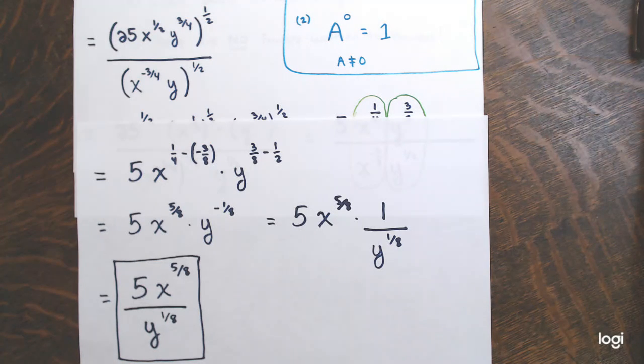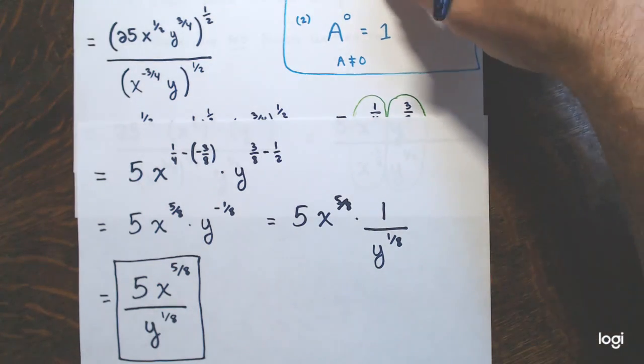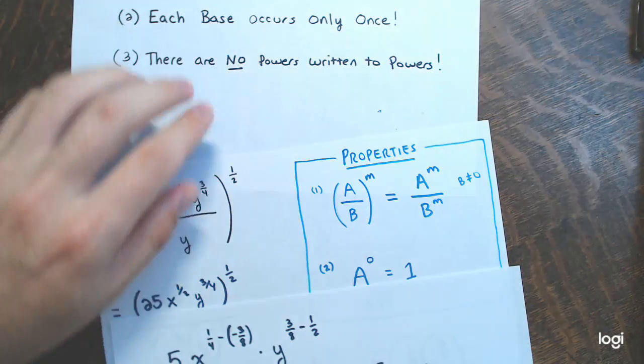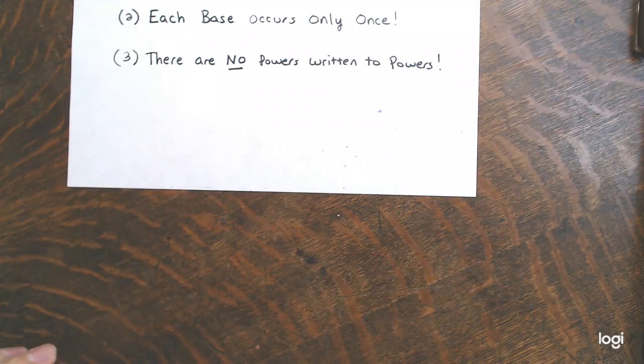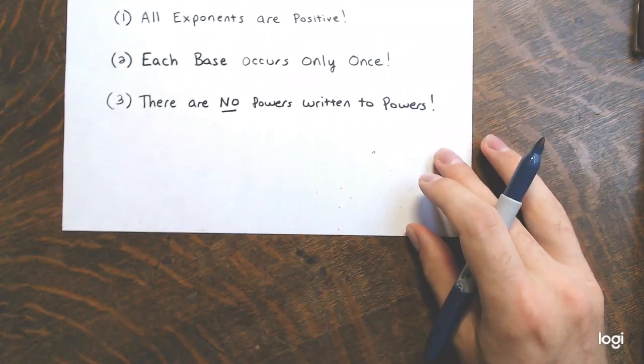Every base occurs only once, and also there's no powers raised to powers. No powers written to powers. Okay, and now I have one final example for you, where I'm again employing several properties in the same example. And again, there are other ways to do these. You don't have to do these in the exact same order that I am. It's just the way I'm seeing to do it right off the get-go.